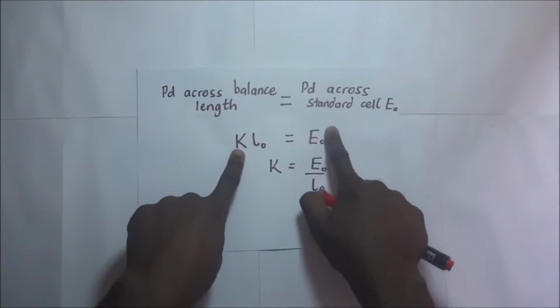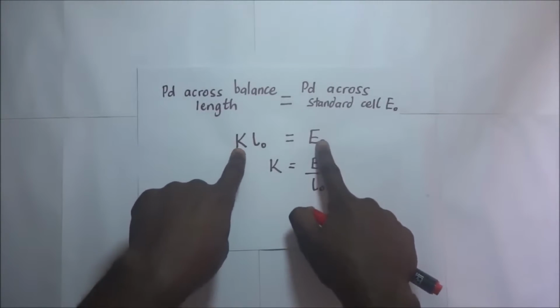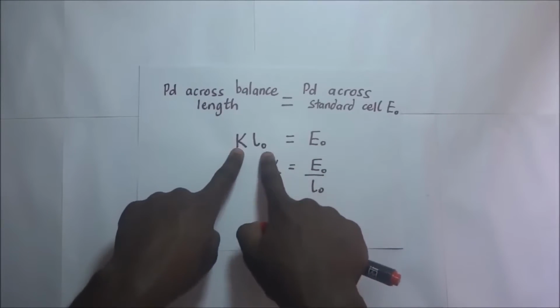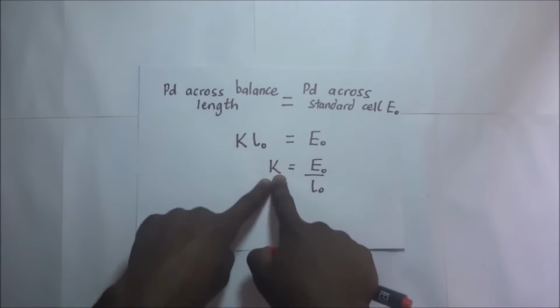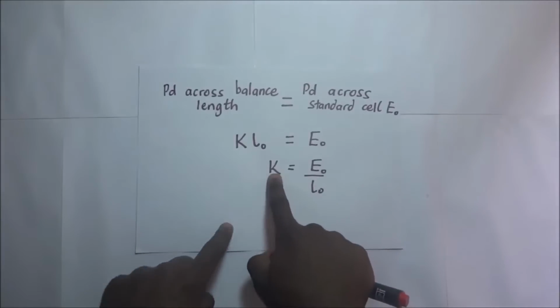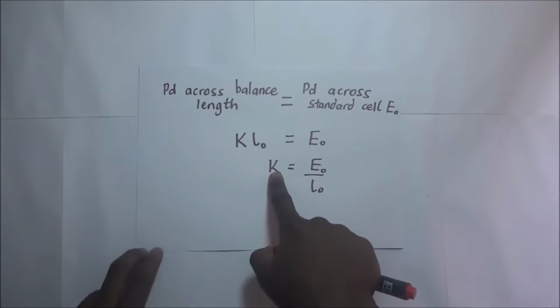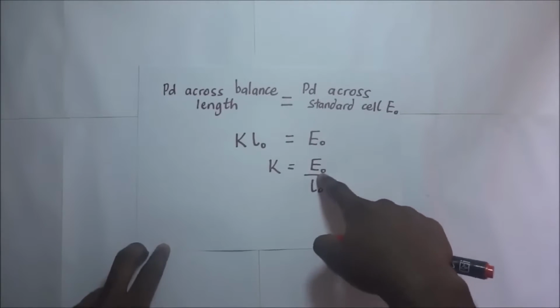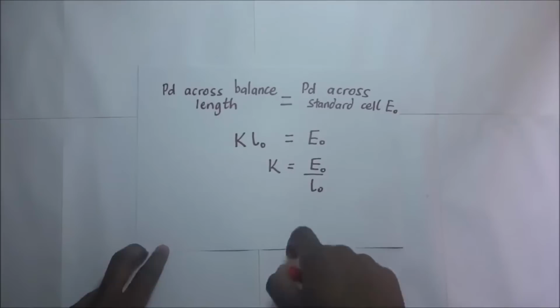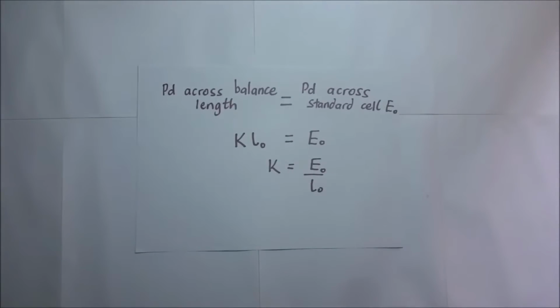Now we know the standard cell, we know its EMF, that's why it's being called the standard cell. And so we simply find the value of K by making it the subject of the formula, and we are able to get the value of K. Now the value of K in this case is going to be the PD per unit length of that slide wire. We'll do an example.